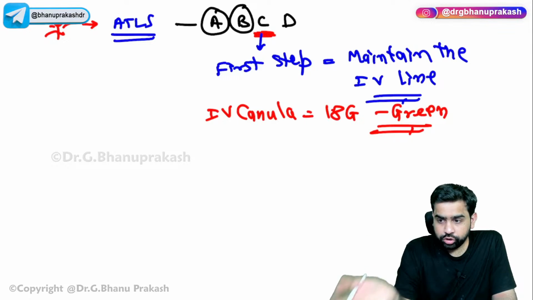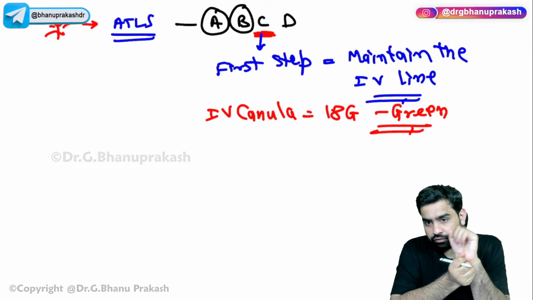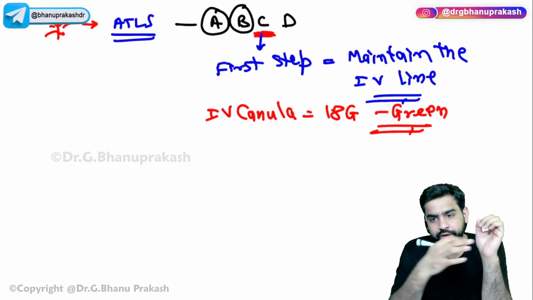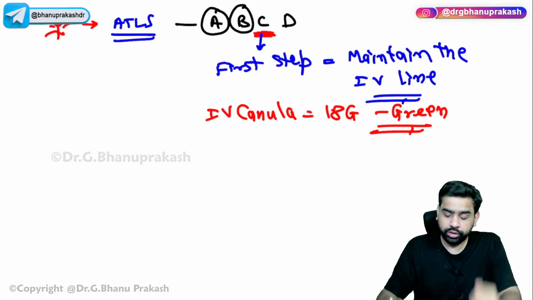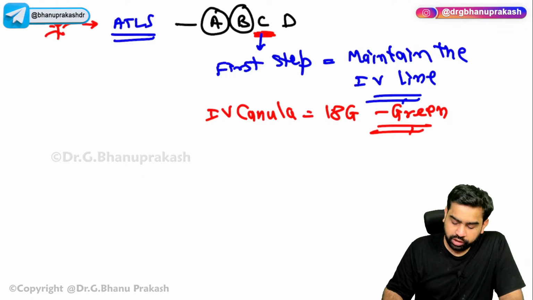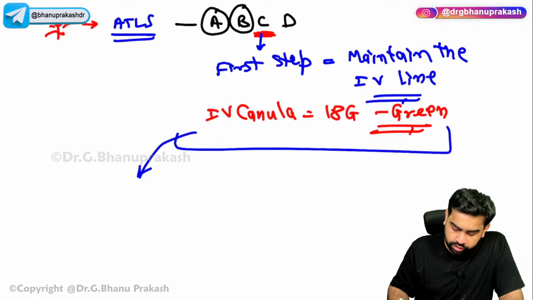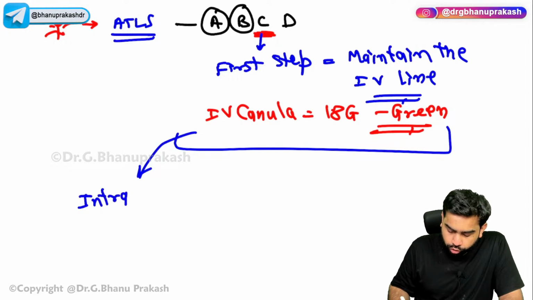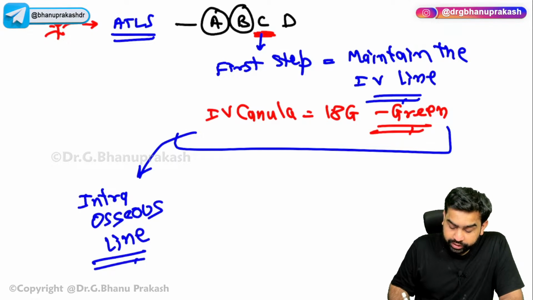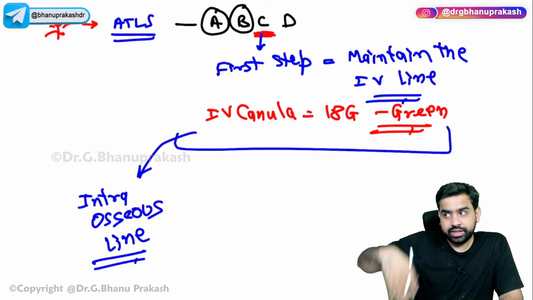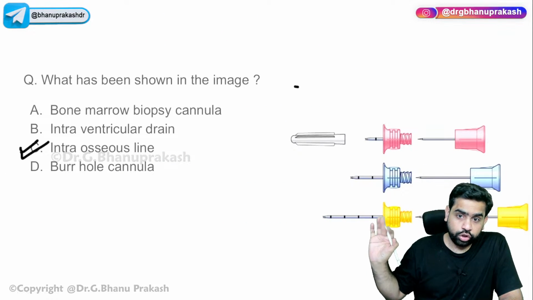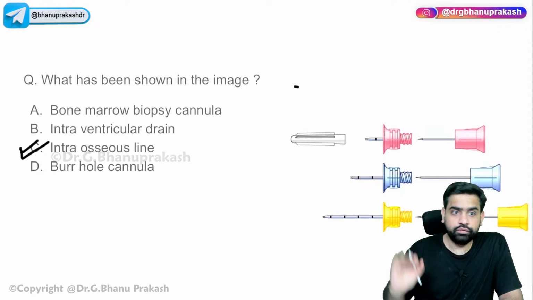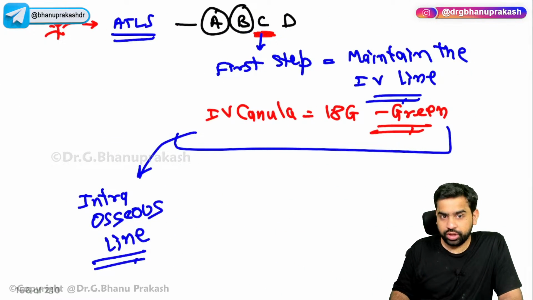But many times, due to the sympathetic overactivity, there is a peripheral vasoconstriction and you're not able to get the IV access. So if you're not able to get the IV access, then you have to look for substitutes. One of the substitutes is the intraosseous line, which you basically put in children, in the tibia. Okay, so this is an intraosseous line, which you put in the tibia of children. I hope you are able to appreciate these points, guys.